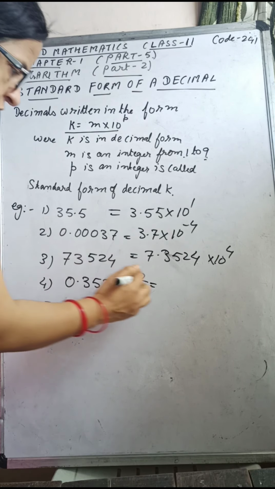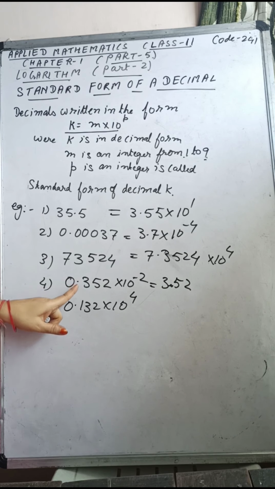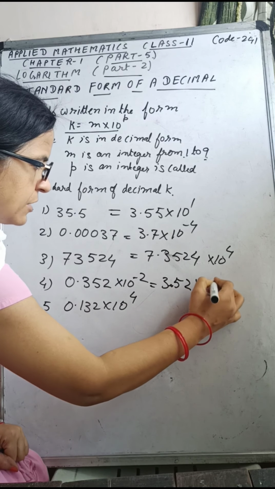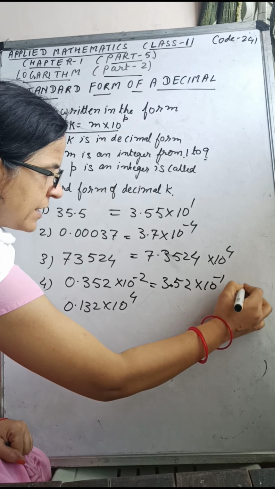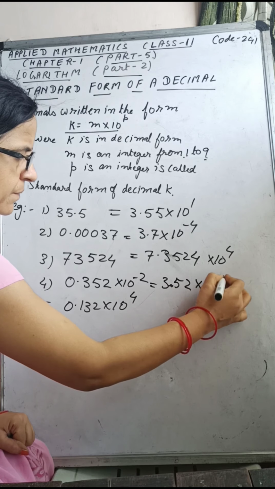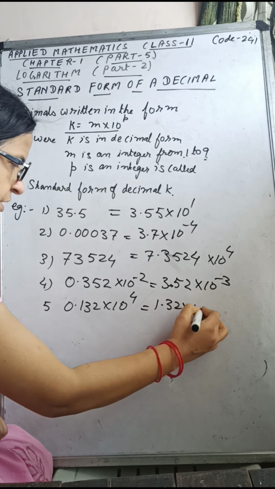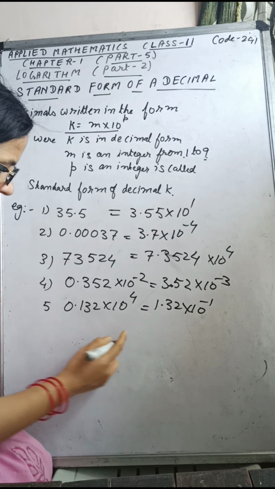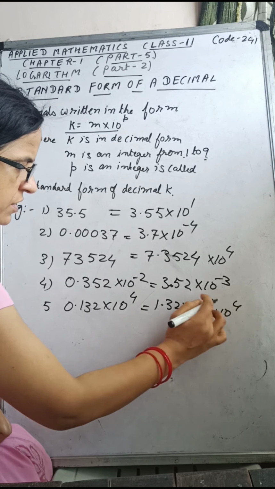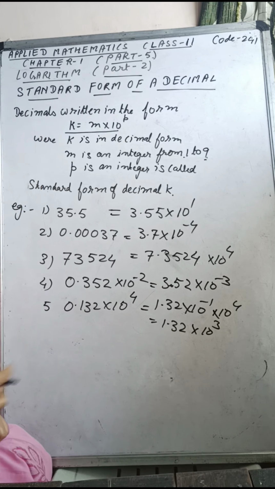Over here 3.52. Decimal shifted one place right side. So into 10 to the power minus 1, and over here 10 to the power minus 2 was already there. So if we combine this, it will become 10 to the power minus 3. Over here 1.32 into 10 to the power minus 1. Shifted right, minus. One place right, so 10 to the power minus 1 into 10 to the power 4. This operation will be giving 1.32 into 10 to the power 3.